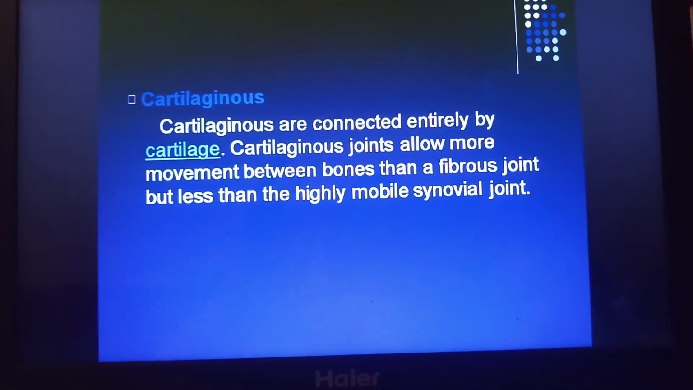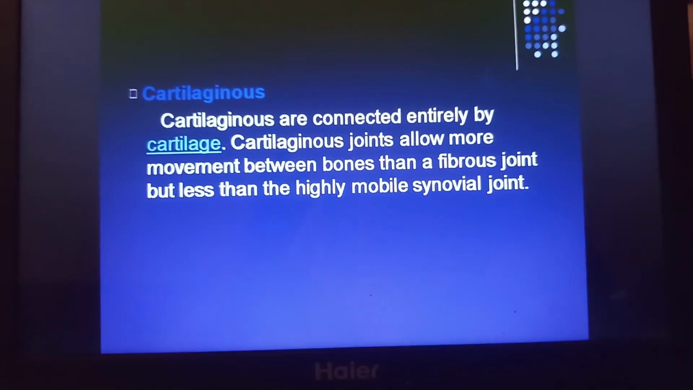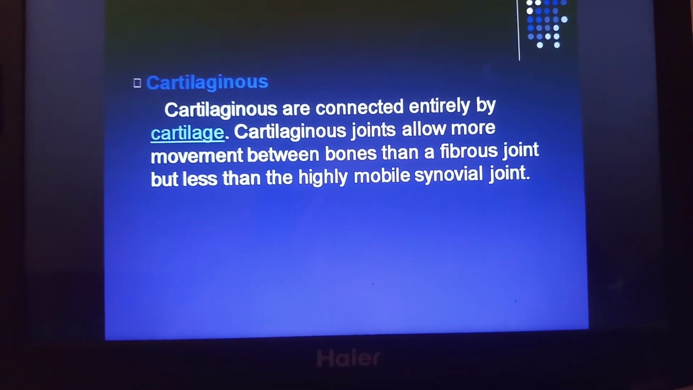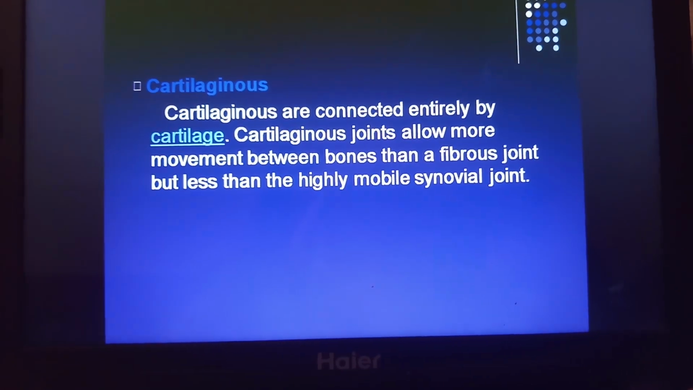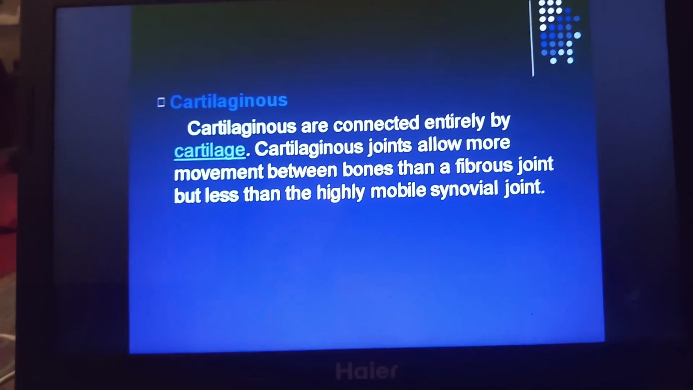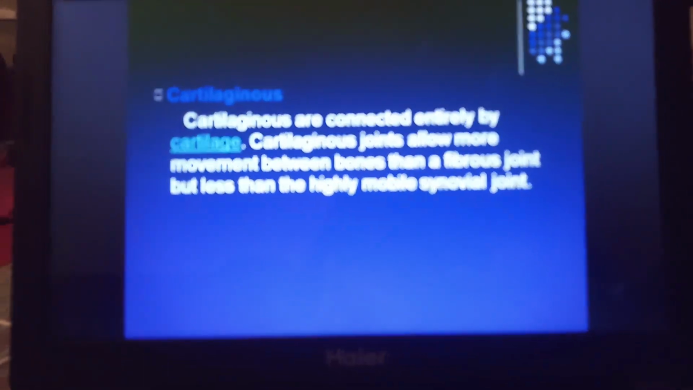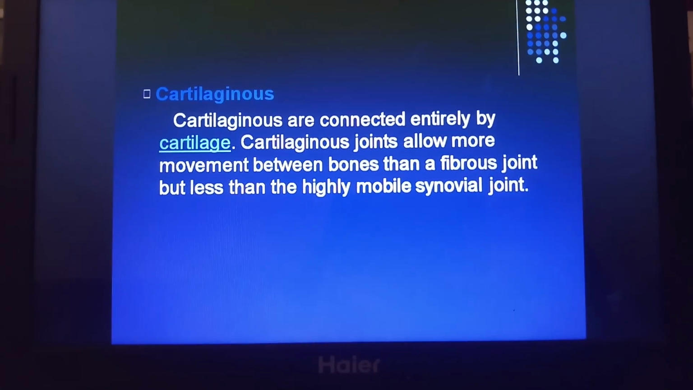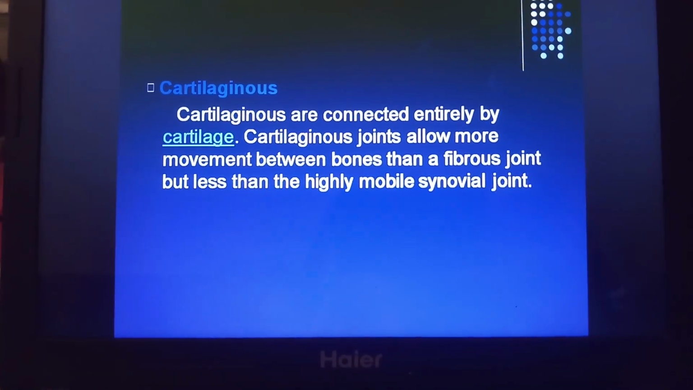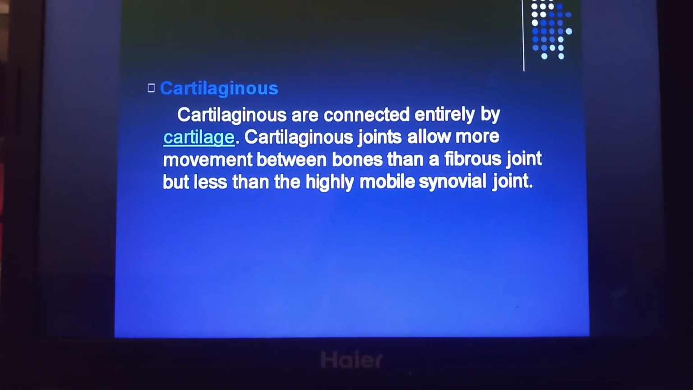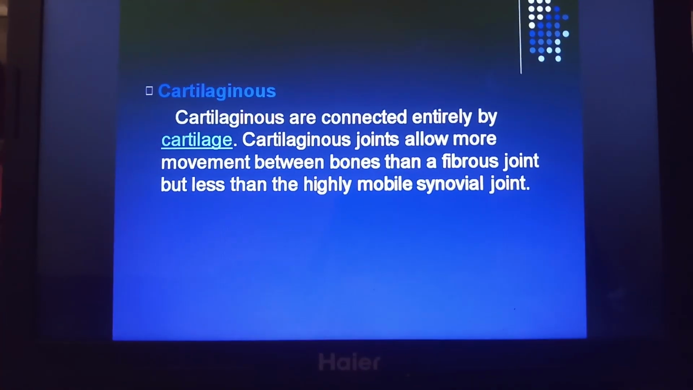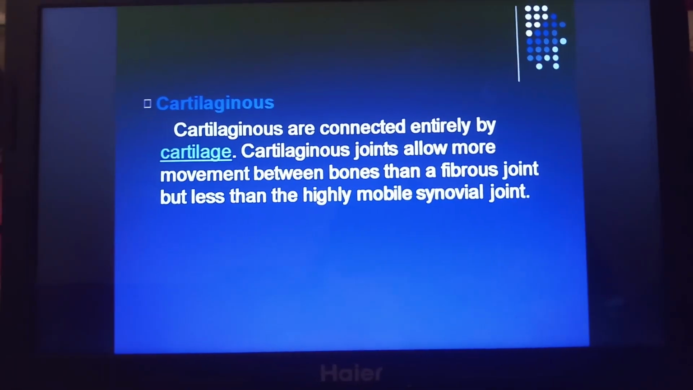Now, the second one was the cartilaginous joints. Cartilaginous joints, I told you, are classified into two further types, primary and secondary cartilaginous joints. Why are they known as cartilaginous joints? Because they are connected by cartilage. Their articulating surfaces have cartilage. And what about the freedom of movement? Their range of movement is between the fibrous and the synovial joints, meaning they can move more than fibrous joints but less than synovial joints.